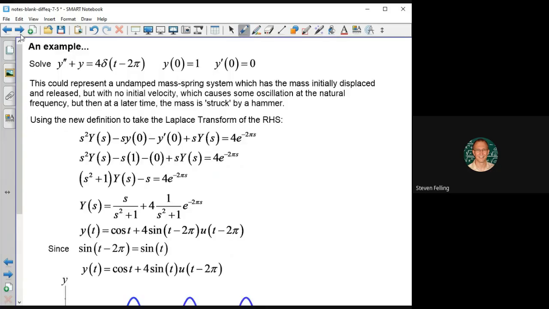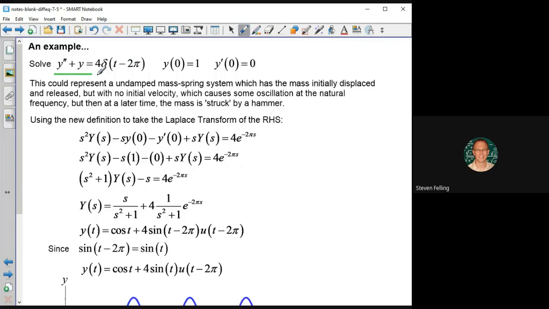All right, so I'm just going to show you one example of how this would be used. Let's say that you have a second order differential equation. Maybe it represents an undamped mass spring system. Maybe the mass is initially displaced and released, so we displace it 1 downward and we release it with initial velocity of 0, so it's oscillating on its own. And then at some later time, 2 pi, 6.28 seconds later or something, we hit this mass with a hammer, with an amplitude of 4, but it only applies over an infinitesimal amount of time. What would happen to the solution curve for the displacement of the mass?